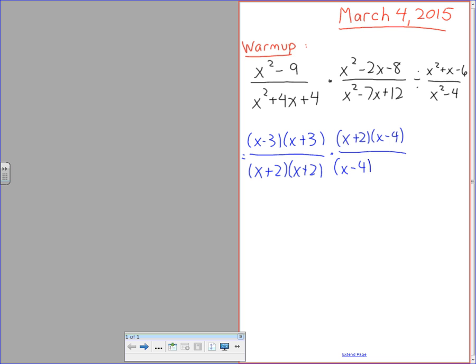Good. Can I get another volunteer to do the top right? Quinn, go. X plus 3, x minus 2, good. And Bailey, can you do the bottom right, please?